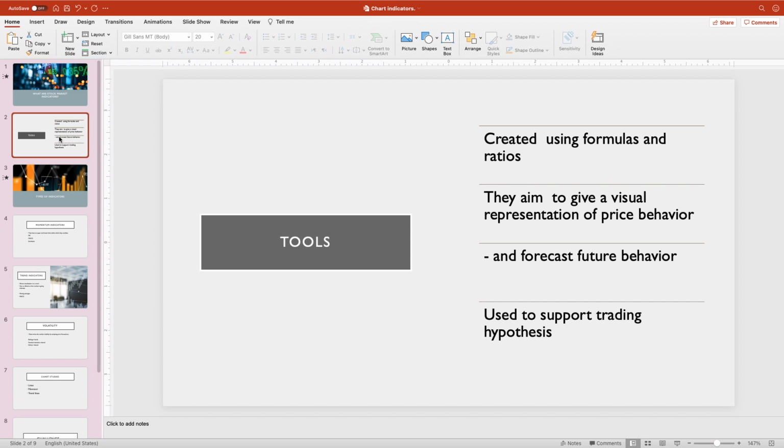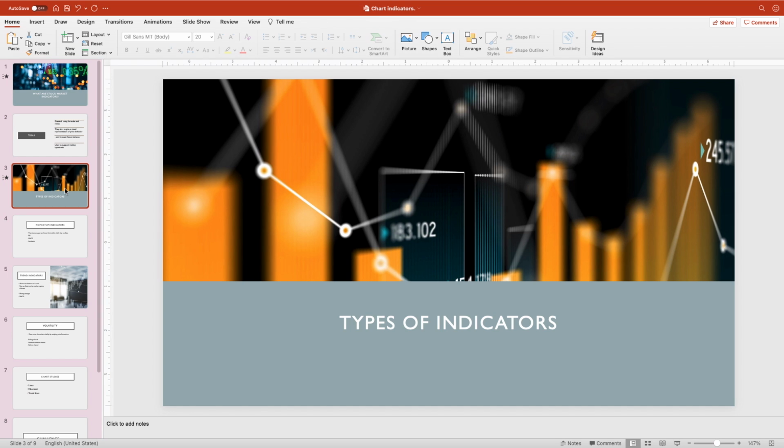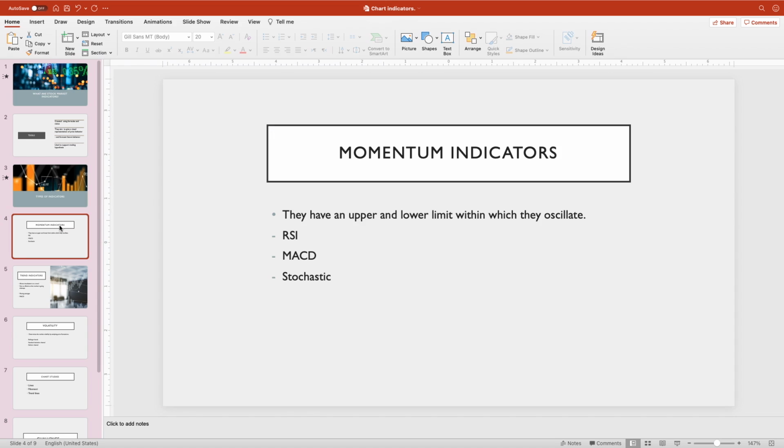So having that visual information, you can use that to do a forecast into the future and decide exactly how you want to place your trade and if you're going to be bullish or bearish on a particular stock. Basically, they are tools that are used to support your trading hypothesis. It is important to remember that there are a lot of indicators out there. You can basically divide them, or at least those that are most looked at, into the following categories.